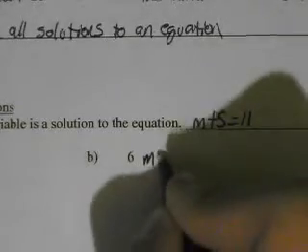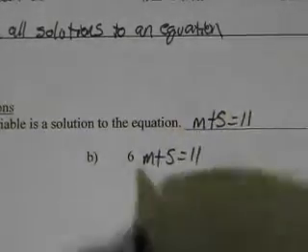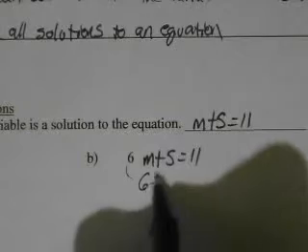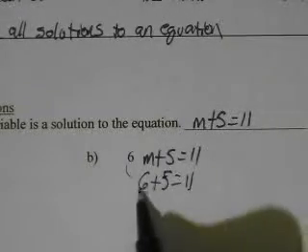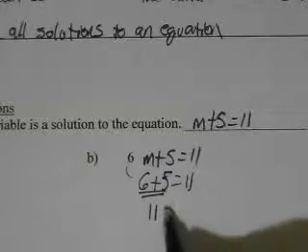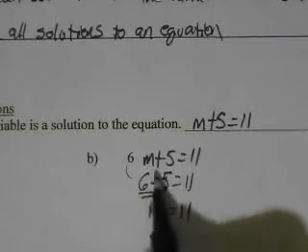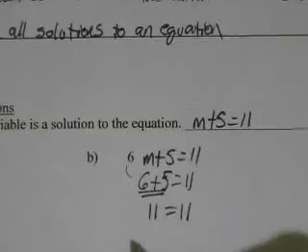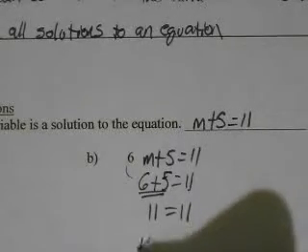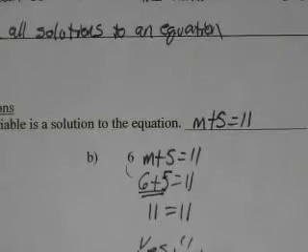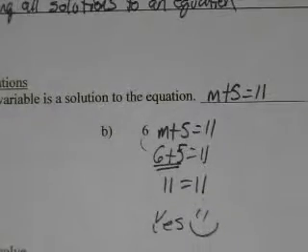Well, let's try 6. m plus 5 equals 11. If I plug in 6 for m, do I get my answer? 6 plus 5 is 11, equals 11. So did 6 work when I plugged it in? Yes. So 6 is considered a solution. So that works. Alright? Now, let's actually look at solving an equation on our own.